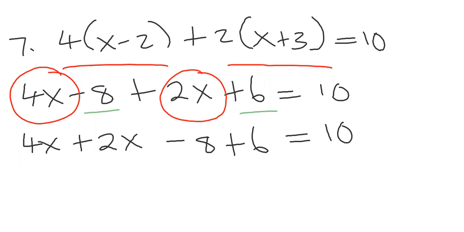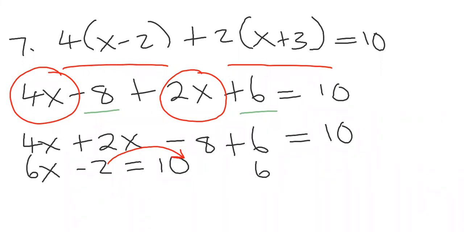We now have 4x plus 2x, that gives us 6x. Then negative 8 plus 6 gives us negative 2, and everything is equal to 10. Continue collecting like terms again. Take the negative 2 to that side, so our equation now becomes 6x is equal to 12.